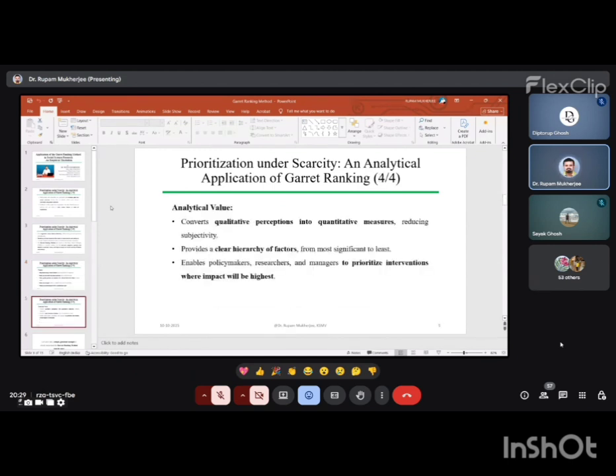By doing this, the analytical value of this Garrett rating is that you can convert subjective or qualitative perceptions into quantitative measures. And if you can quantify them, then it becomes very easy for you to judge which point is most important, which point is second most important. As a result, the policymakers and researchers who are trying to prioritize which policy intervention should be taken, which factors should be addressed first, find that it becomes quite clear and quite practicable. So this is the purpose for which we are learning the Garrett ranking method.